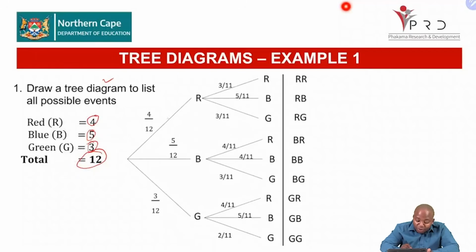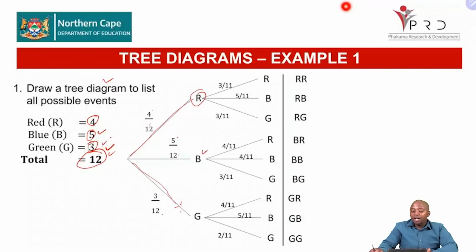Now, for the first event, the probability of selecting a red marble is 4 over 12. So it's 4 for the red. The first line talks to the red. It is 4 over the total, which is 12. The second one talks to the blue one, which is 5 over 12. So the 5 is for blue, and the total is 12. And the third line, we are now looking at the green, which is 3 over 12. Now, on my second event, what am I going to have? If I pick red on my first event, then I still have the red, the blue, and the green. Now, let us proceed and remember, these events are without replacement.